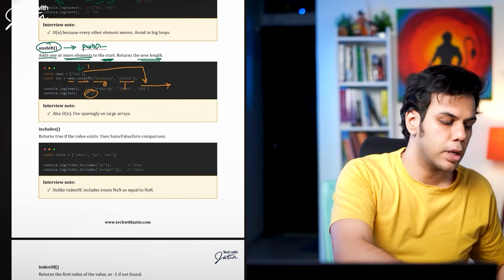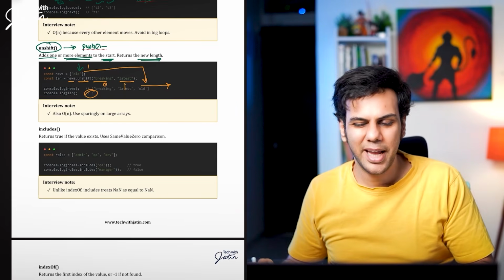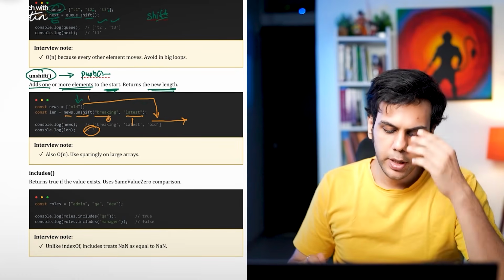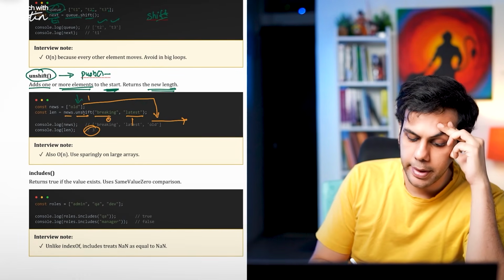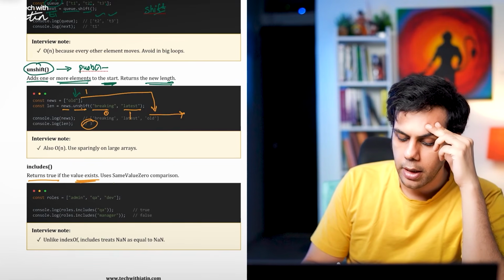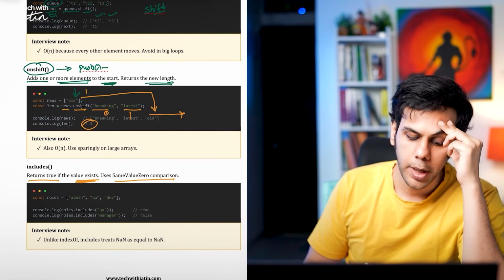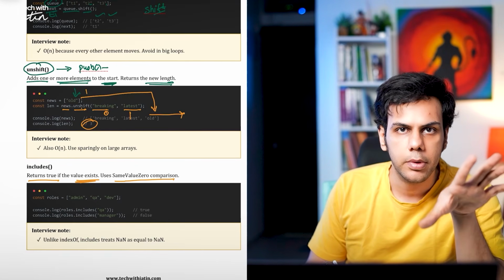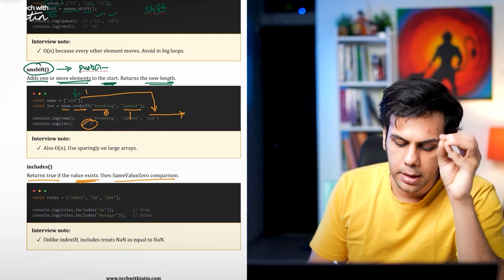Let's quickly go to the notes also. It's the same thing, whatever I said. It's a very simple thing over here. When we are talking about the includes method, it returns true if the value exists. It uses the same value zero comparison, whether the value is there inside this particular array or not.